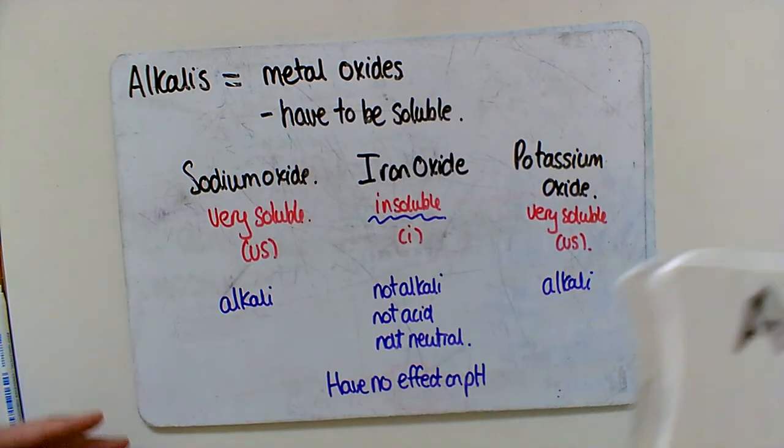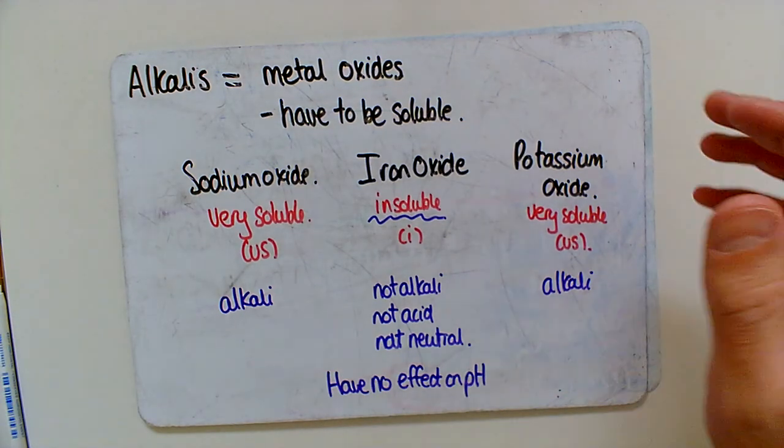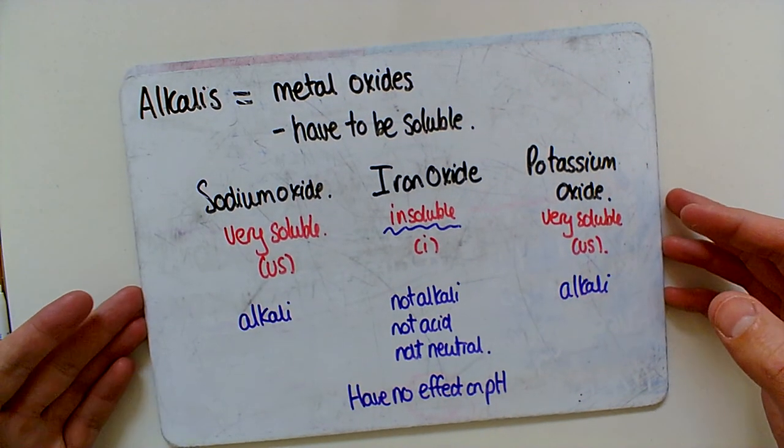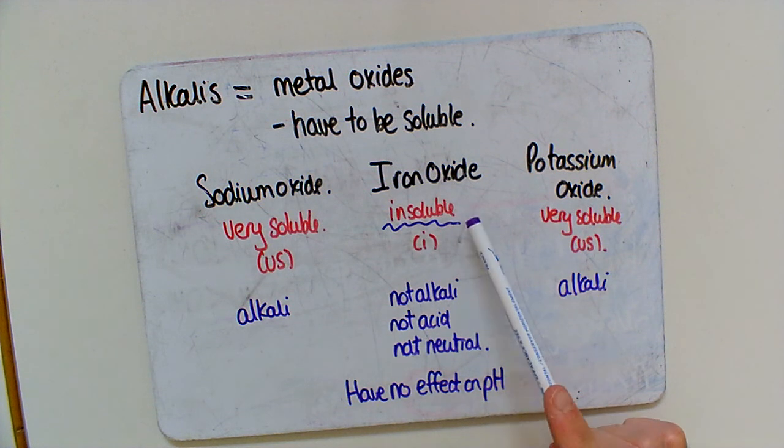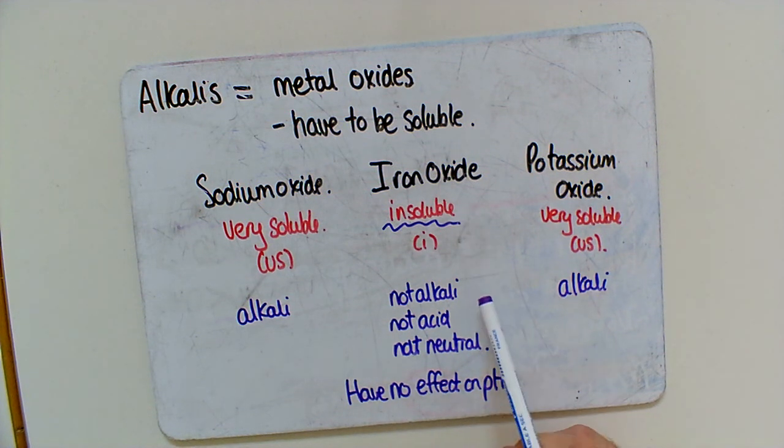Then we looked at alkalis, and we learned that metal oxides are what produce alkalis, but only when they are soluble. And we learned how to use the data booklet in order to find out whether or not an oxide is soluble. Importantly, we learned that if a compound is insoluble, we can't say that it's alkali, we can't say that it's acid, and we can't say that it's neutral. All we can say is that it will have no effect on the pH of a solution. So that was sources of acids and alkalis.